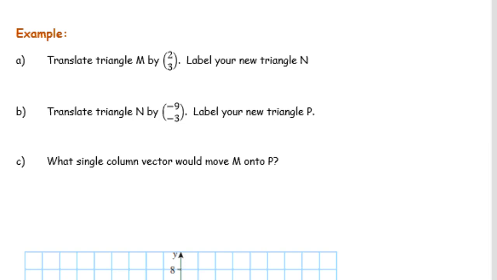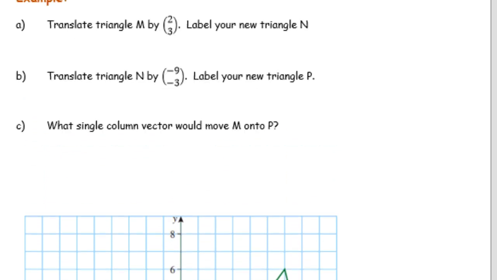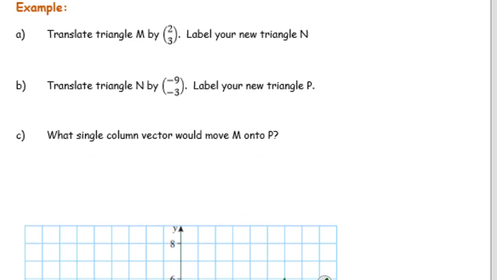Another example. Translate triangle M by 2, 3. So what do we mean by triangle M? It's down there. So we've got to make it go through this transformation. Move it horizontally first and then vertically. So it needs to go right by 2 and up by 3. In case that helps you write that out, it needs to go to the right by 2 because horizontally it's +2, and up by 3 because vertically it's +3. Label your new triangle N. So let's do that first.